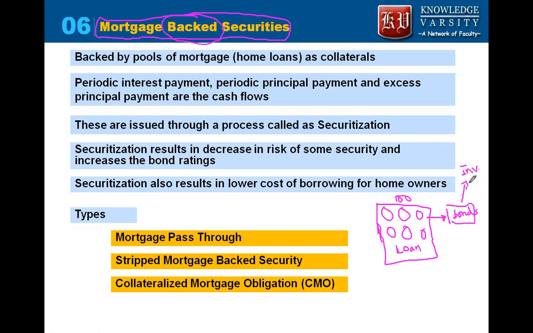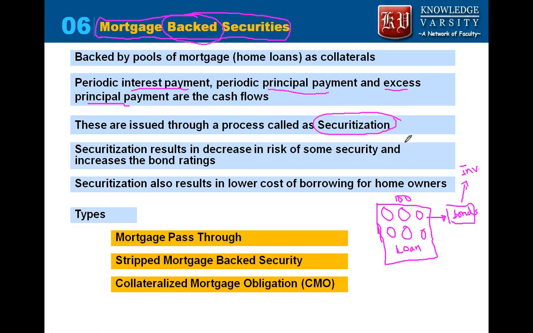Investors do not know the underlying loan structure, but they know these are the bonds issued from this mortgage pool. This pool will pay periodically principal and interest, plus any prepayment. So excess principal payments are the cash flows to these bonds which are paid to the investors. This process wherein bonds are created from a mortgage pool is called the securitization process.